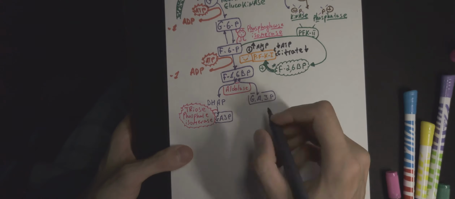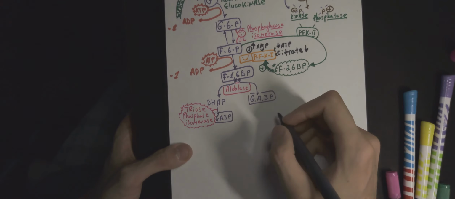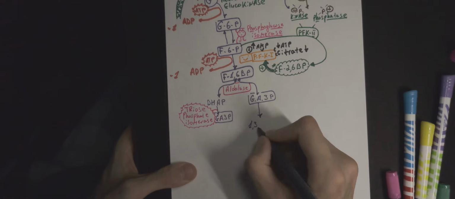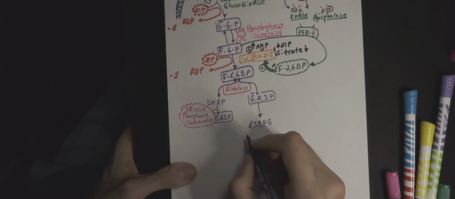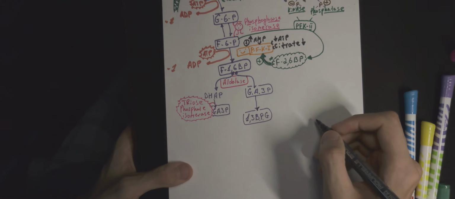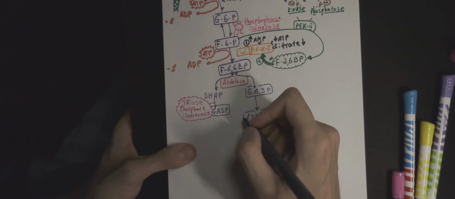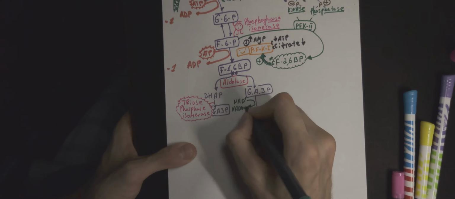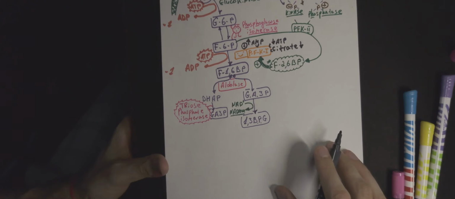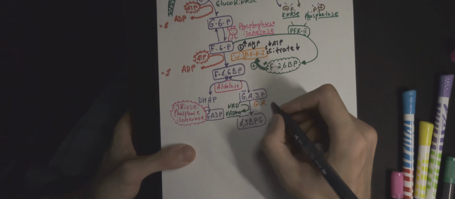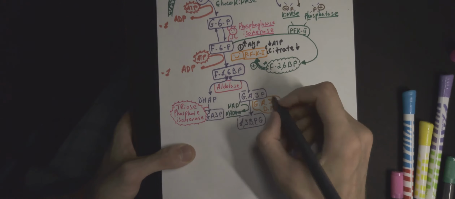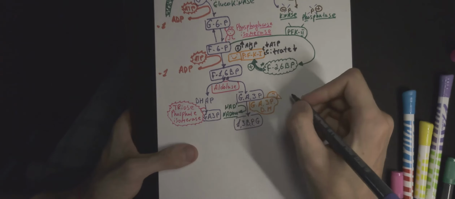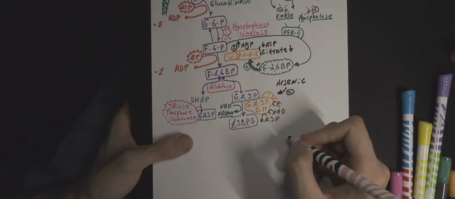Our next goal is to create 1,3-bisphosphoglycerate and NADH from GA3P. Enzyme GA3P dehydrogenase has 3 domains for inorganic phosphate, NAD, and GA3P. Furthermore, arsenic inhibits this enzyme by competing with inorganic phosphate for the spot. It is important to know that cysteine residue at the active site is essential for this reaction to occur.